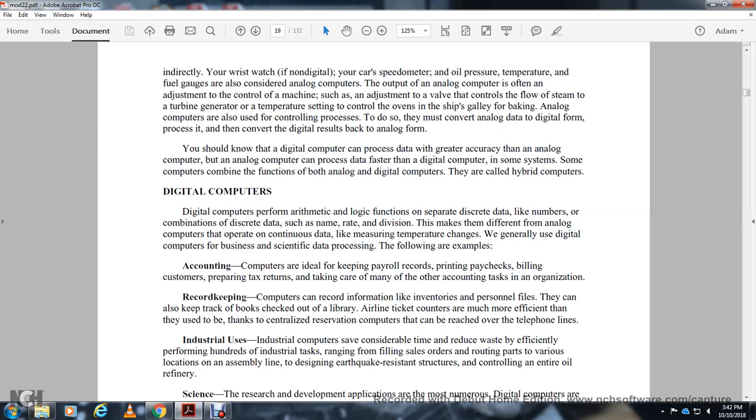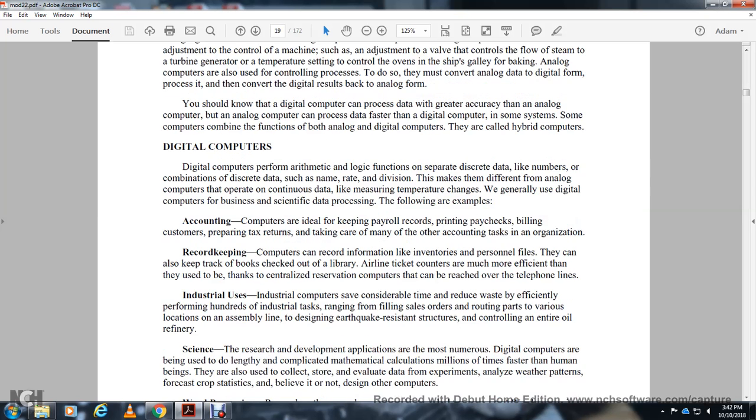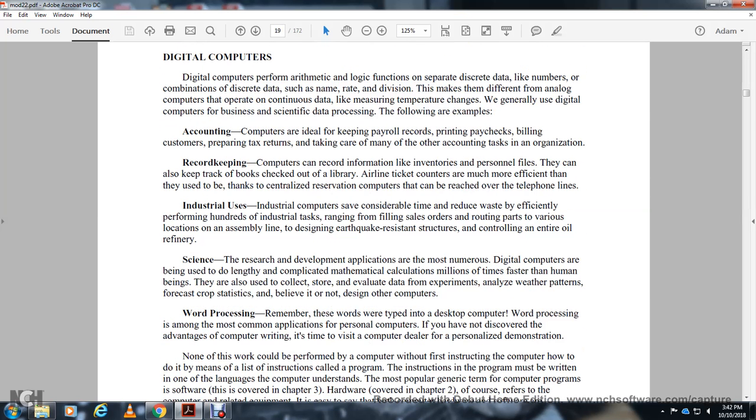line, to designing earthquake resistant structures, to controlling the entire oil refinery. Science, research and development applications: numerous digital computers perform lengthy, complicated mathematical calculations millions of times faster than a human being. They are used to collect and store the evaluated data for experiments, to analyze weather patterns, to forecast crops, statistics, and, believe it or not, to design other computers.